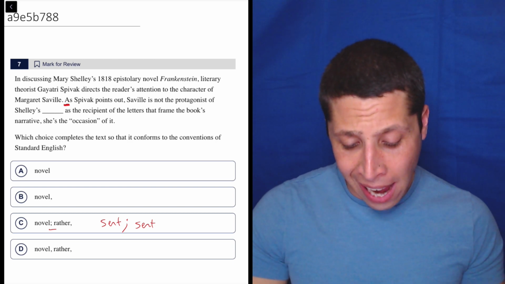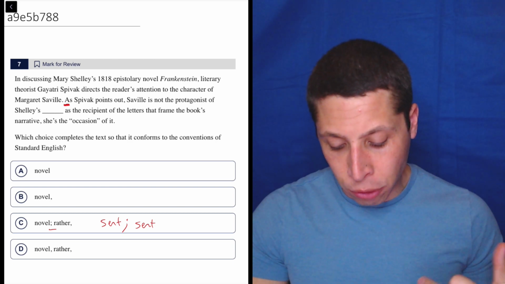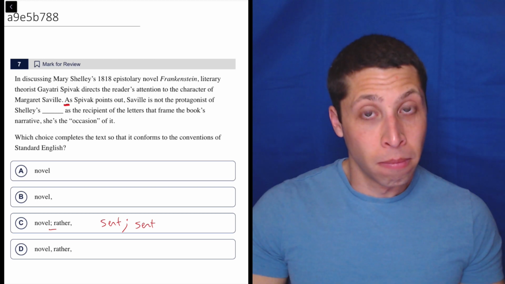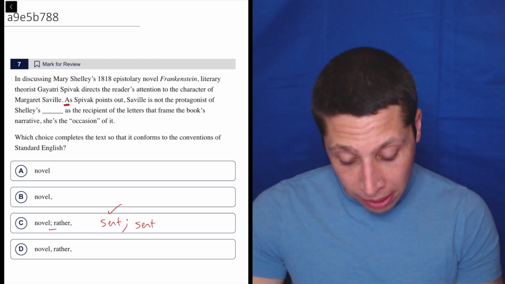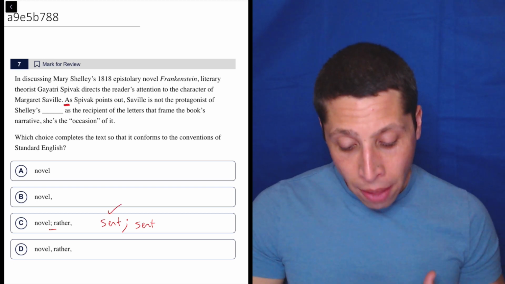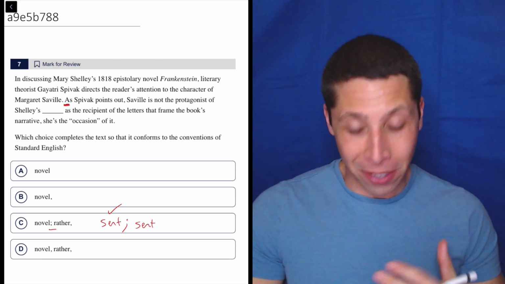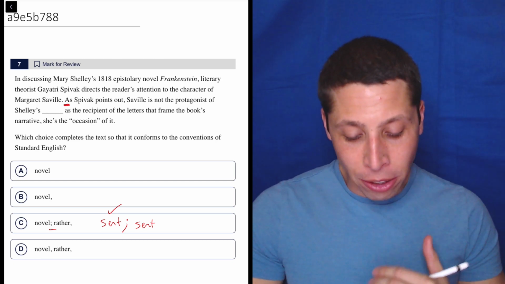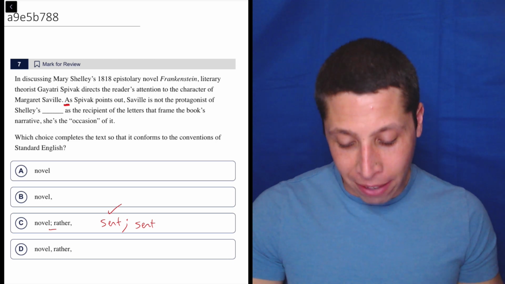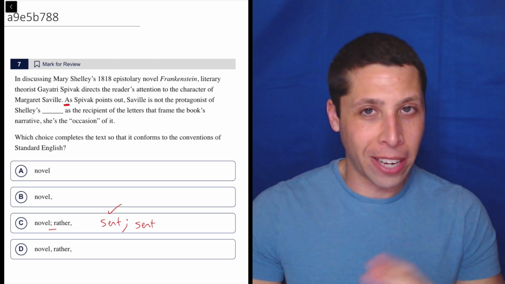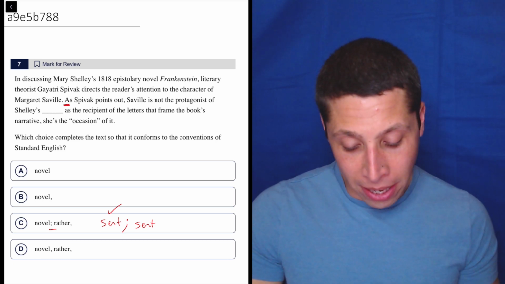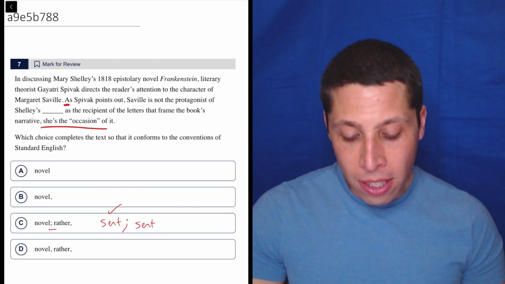As Spivak points out, Sayville is not the protagonist of Shelley's novel. That sounds like a sentence. Sounds like I can end that right there, right? So part one, check. Rather, as the recipient of the letters that frame the book's narrative, she's the occasion of it. It's a weird sentence, but here's the main sentence. She's the occasion of it.